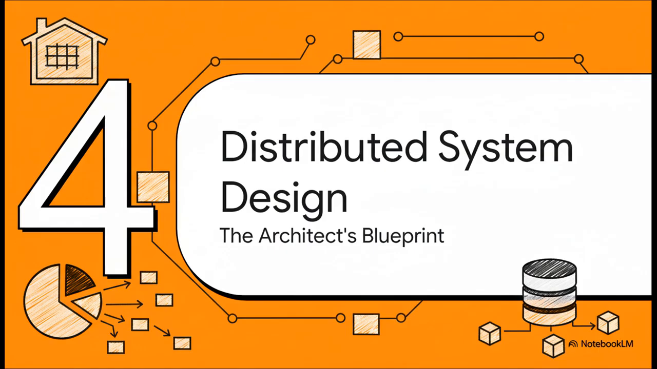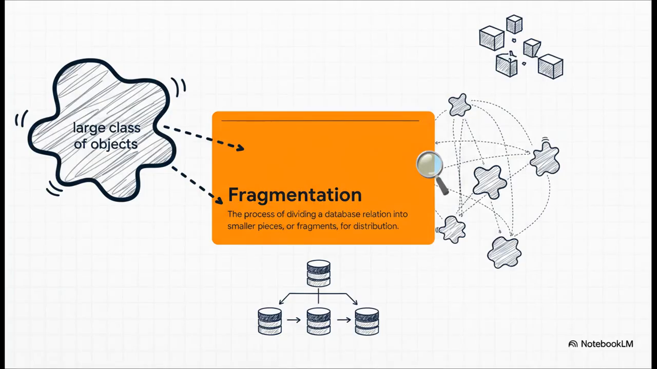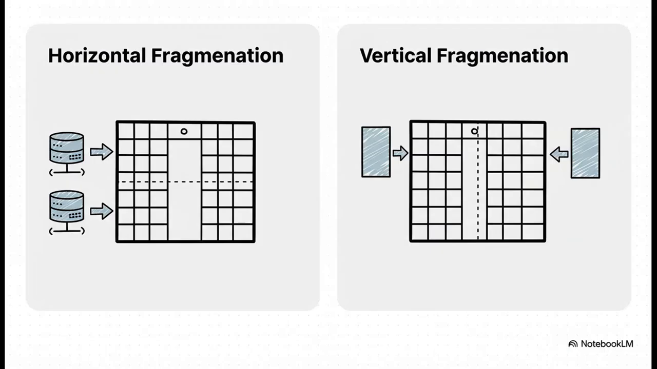So, how do you actually go about building one of these things? Where do you even start? Well, like any good architect, you start with the blueprint, deciding how to break up your data and where to put it. And that first big decision is called fragmentation. This is basically the art and science of slicing up a big collection of objects into smaller, logical chunks. And you don't just do it randomly. You do it strategically to make everything faster and more available. There are two main ways you can slice it.